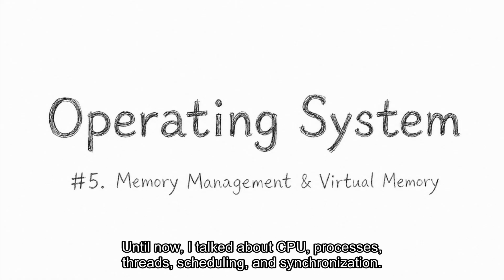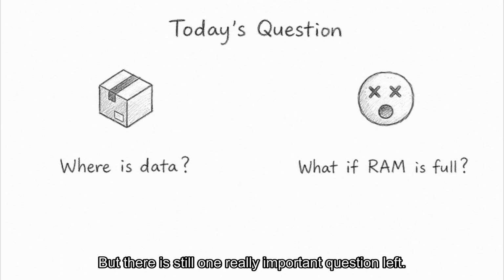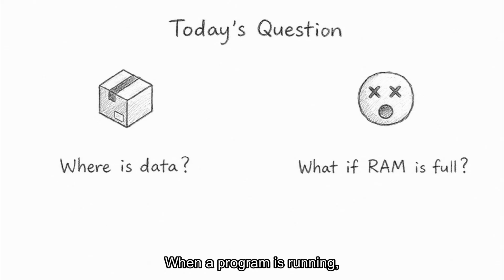Until now, I talked about CPU, processes, threads, scheduling, and synchronization. But there is still one really important question left. When a program is running, where is the data actually placed? And what happens when RAM is not enough? This is the main topic today.